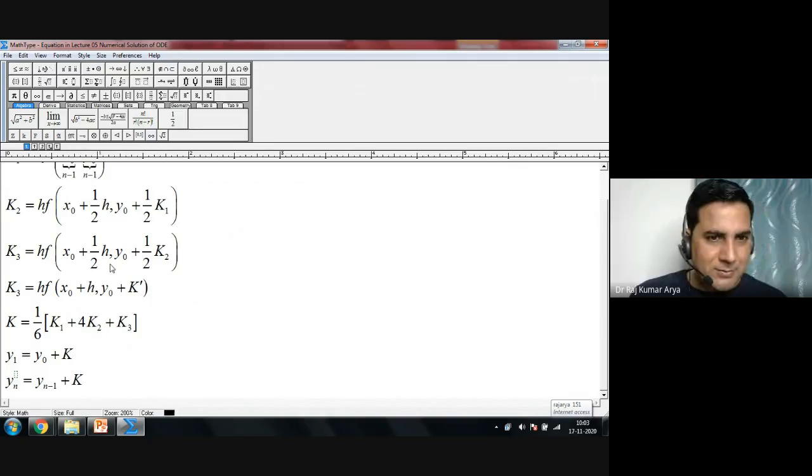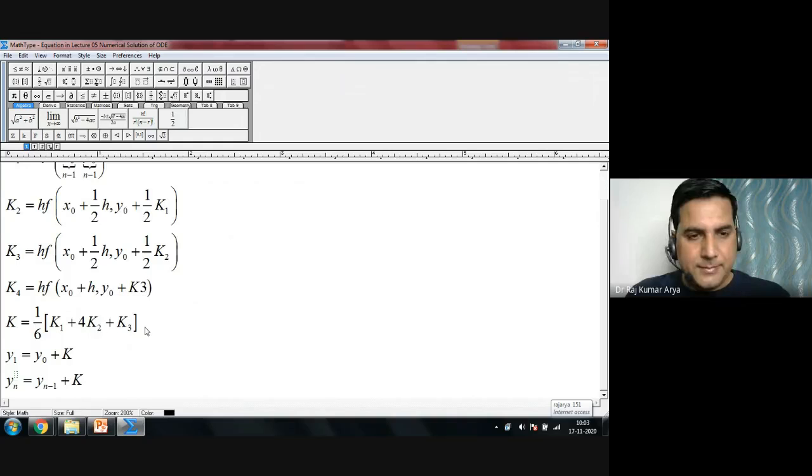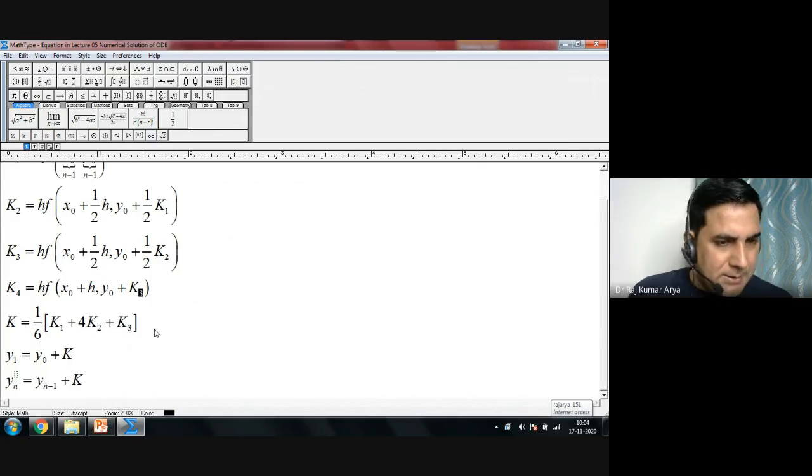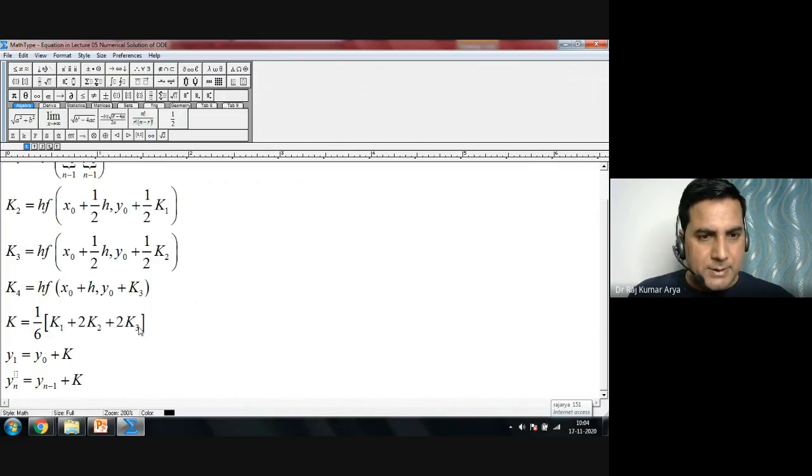You can see here, right? K3 is h times half of k2. That's fine. Then you have this is k4, h of x plus h, this is your k3. Then after that is K equals 1 by 6 (k1 plus 2 k2 plus 2 k3 plus k4).